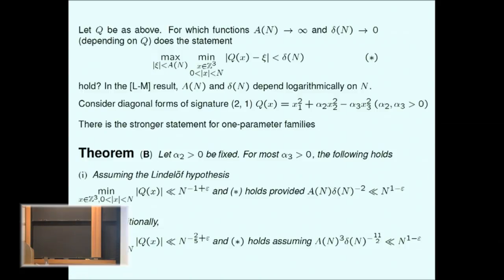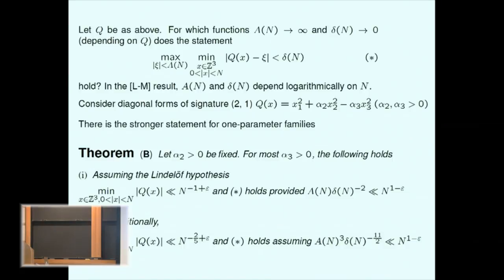So let us consider the generic setting, where in fact generic A will be very modest. A will only need one parameter. So we are considering a one parameter family of diagonal forms of signature (2,1): x1 squared plus alpha 2 x2 squared minus alpha 3 x3 squared, where I keep alpha 2 fixed and let alpha 3 vary. So we have a one parameter family. And then it turns out that we have the following thing. Alpha 2 is fixed. What happens is that for almost all alpha 3, we have the following statement.